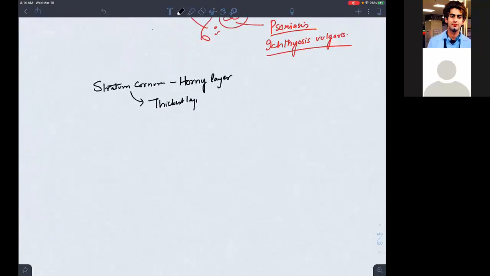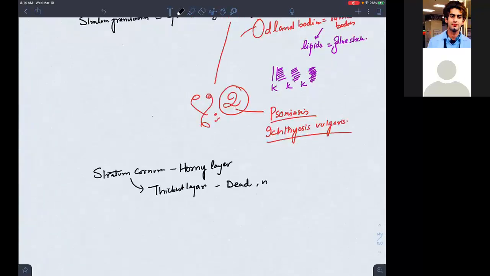So it is the thickest layer. Okay. By the way, this layer is dead. Why dead, sir? Because there is no nucleus. Can you see any nucleus?